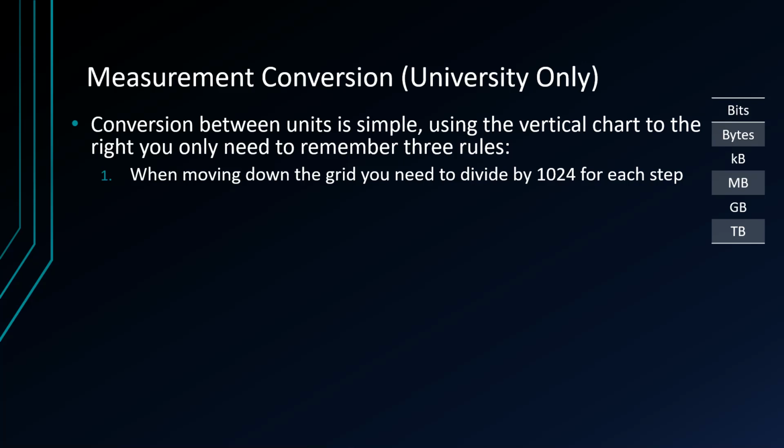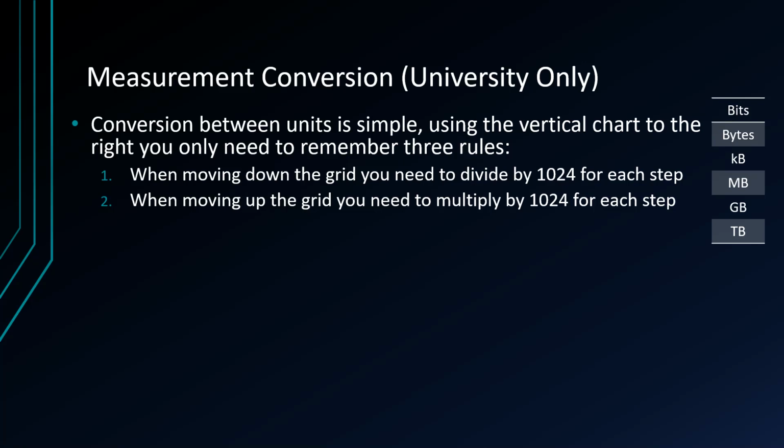Anyways, to do any conversion, anytime, you're going to follow these 3 simple rules. First, when moving down the grid, you need to divide by 1024 each step. So if I'm on megabytes and I want to go to gigabytes, I'm going to divide by 1024. If I'm on megabytes and I want to go to terabytes, I'm going to divide by 1024 to get to gigabytes, and then I'm going to do it again to get to terabytes. Notice it says divide by 1024 for each step. Okay? When moving up the grid, you need to multiply by 1024 each step.